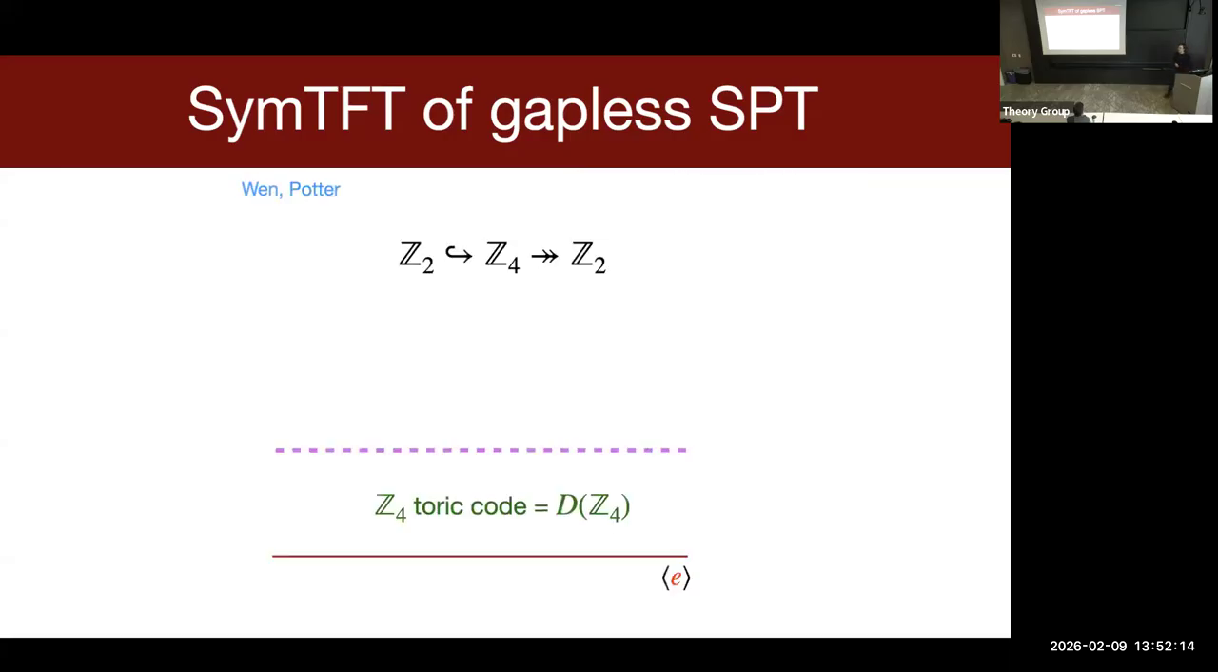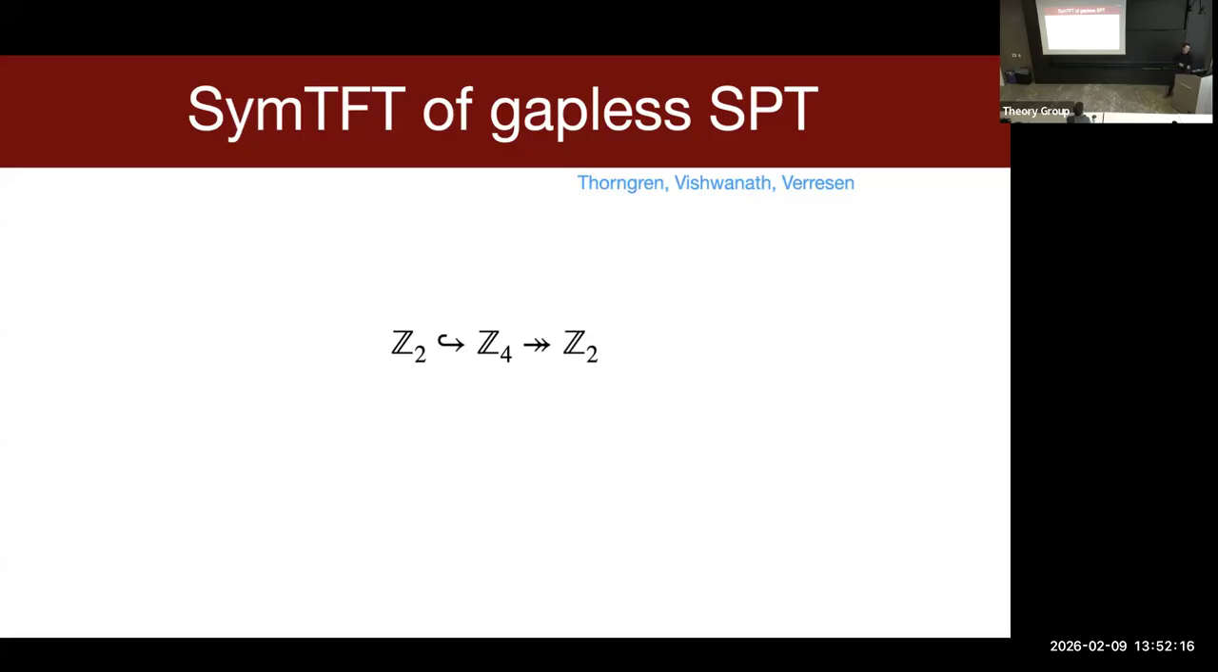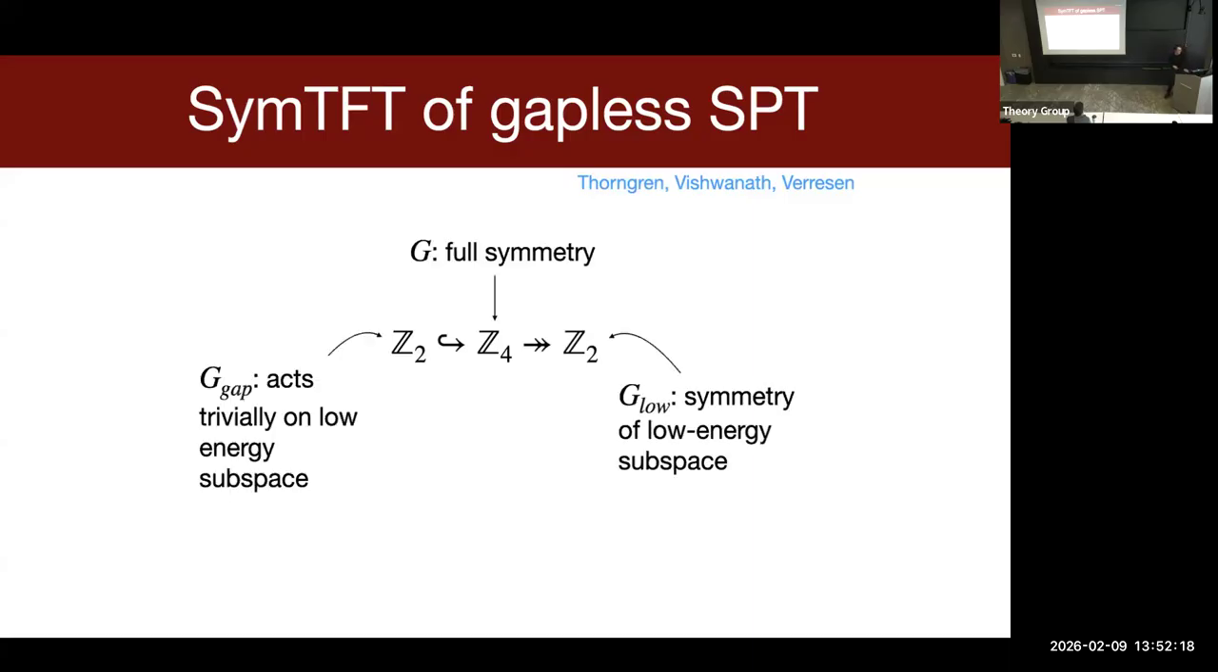You said anomalies. What do you mean? So here, let's see. There's so many meanings. Yeah. So here by anomalous, I mean it's an obstruction to gauging the symmetry. So if I only have, for example, this Z2 symmetry at low energies, I can't couple it to dynamical Z2 gauge fields. That's what I mean in this context.